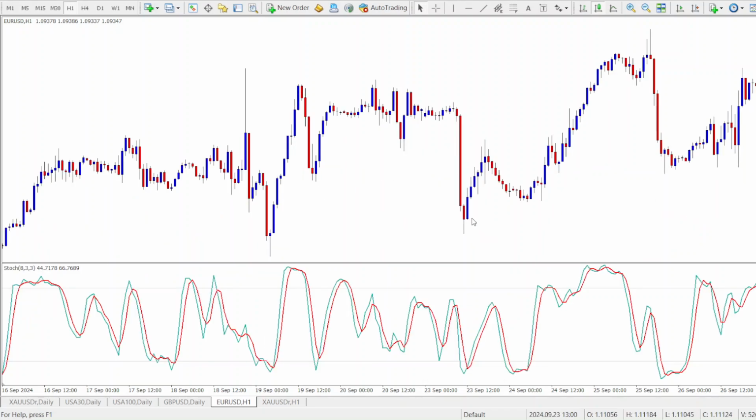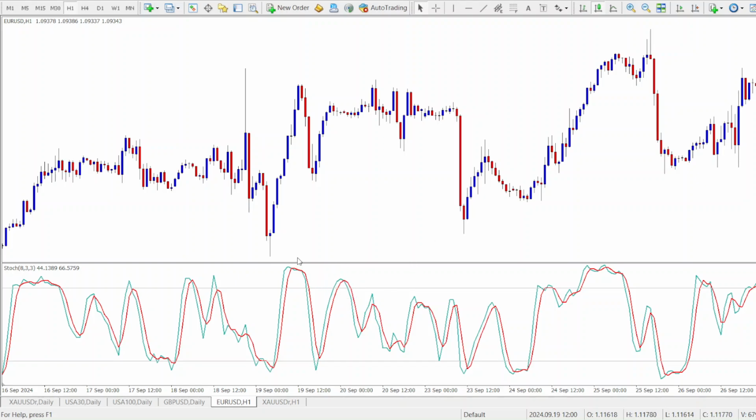Okay, now the stochastic oscillator is also one of the most used momentum indicators in the market. As we can see on the chart, the stochastic oscillator shows us when the market is overbought and when the market is oversold. We can see when the asset is overbought and when the asset is oversold. The stochastic oscillator is very, very easy to use.